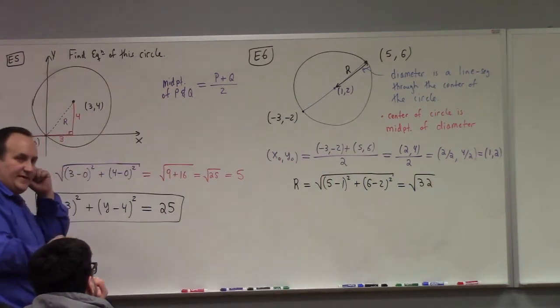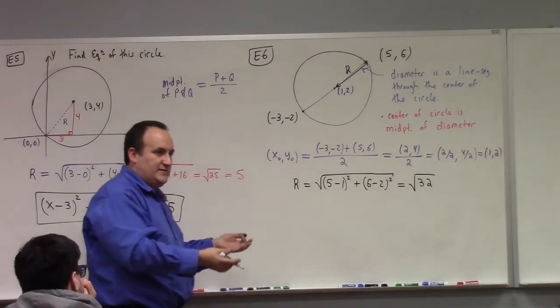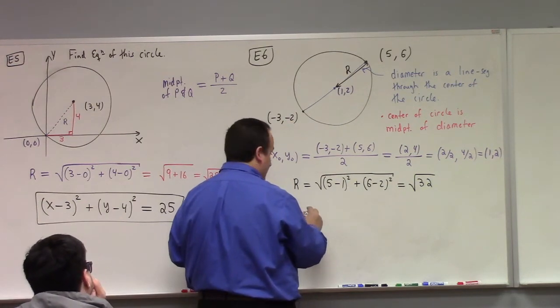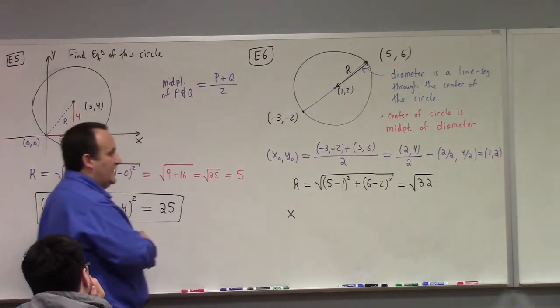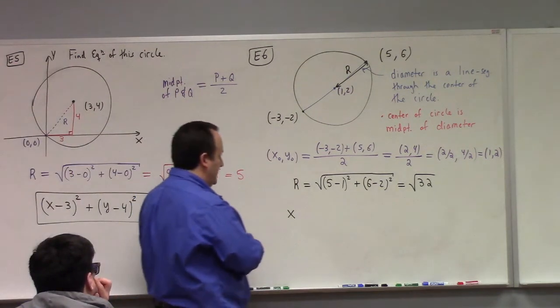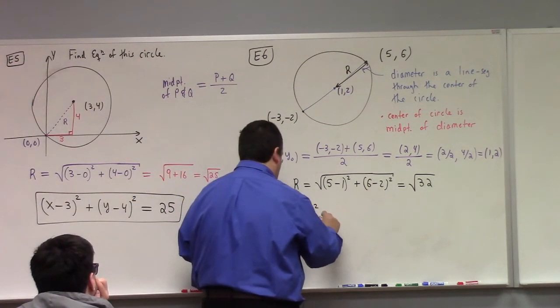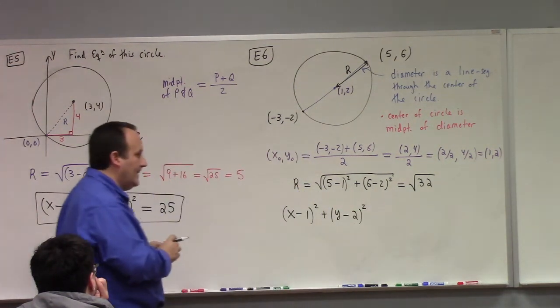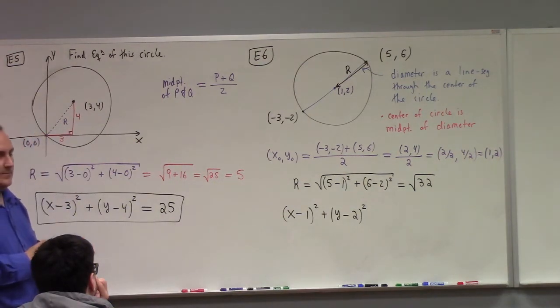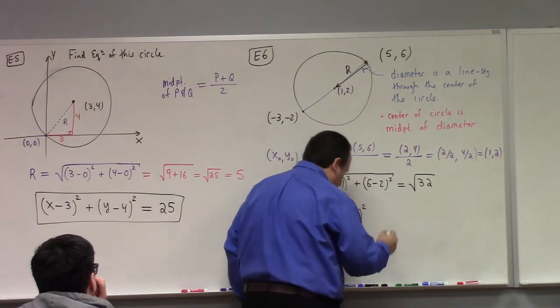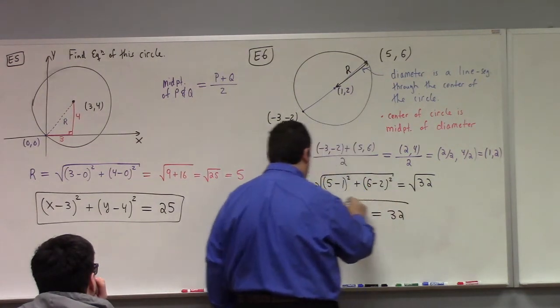Resist the urge to simplify that. It's irrelevant, right? What's the equation of the circle then? Now we know the center, we know the radius. We can write down the equation: x minus 1, squared, plus y minus 2, squared equals what? But remember, it's r squared, so we have to square it. 32, yeah. Thank you. There we go.